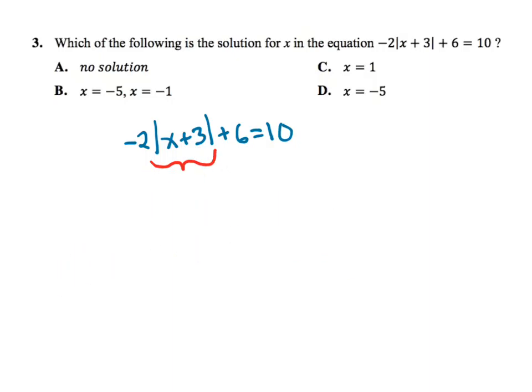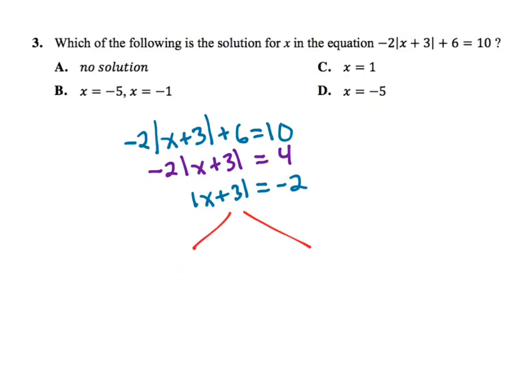So let's look at what I mean. What we can deal with is we can either get rid of the negative 2 by dividing everything by negative 2, or we can subtract 6. I subtracted 6 from both sides first. I ended up with negative 2 times absolute value x plus 3 equals 4. Now I'm going to divide both sides by negative 2. I'll have absolute value x plus 3 equals negative 2. Now, what I would then do is break into my two possible solutions, and we'll do that more on number 4 if you are a little bit lost.